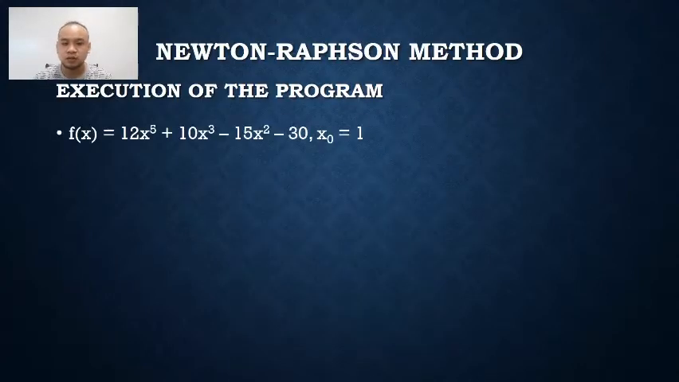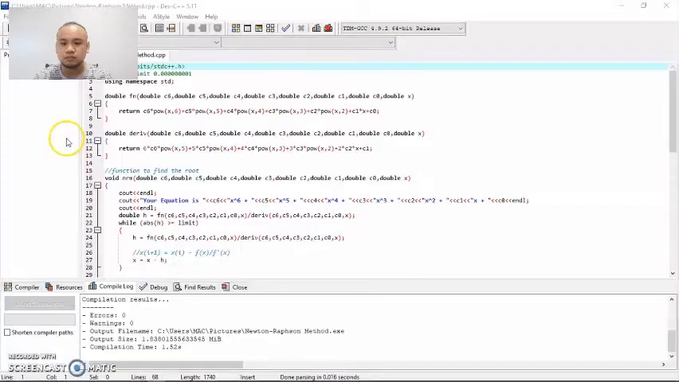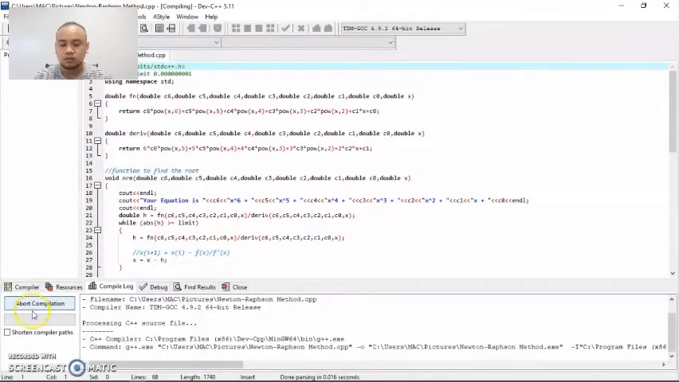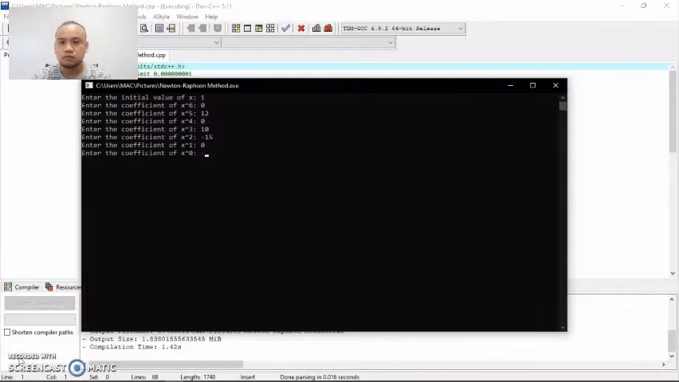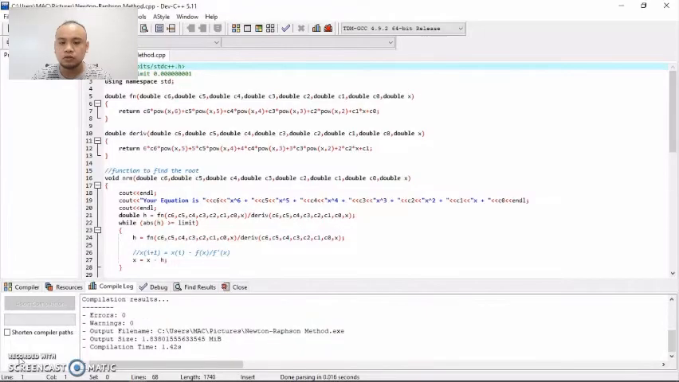And let's solve the other one. F of x equals 12x raised to 5 plus 10x cubed minus 15x squared minus 30, and x sub 0 equals 1. Let's execute the program. The initial value is 1. The coefficients 0, 12, 0, 10, negative 15, 0, negative 30. And the answer is 1.23206.